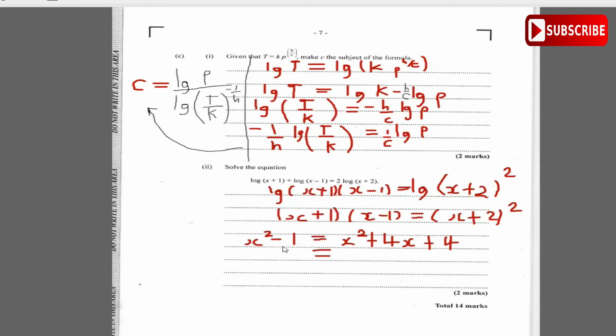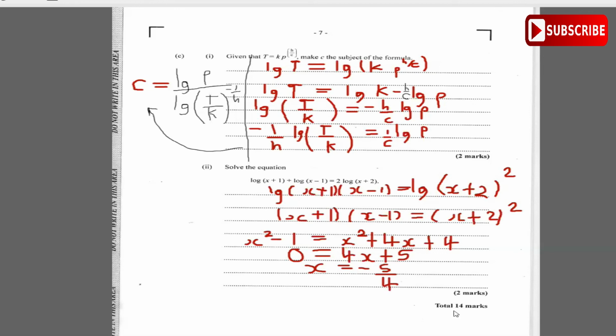X squared is going to cancel. Bring over the minus 1. And so I get 0 is equal to 4x plus 5. And if 0 is equal to 4x plus 5, then x is going to be equal to negative 5 over 4. And that's the solution. X is negative 5 over 4.